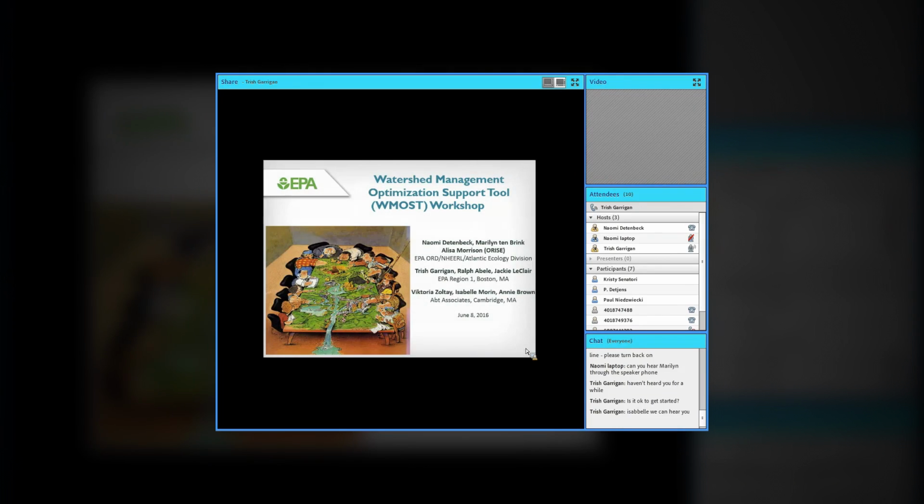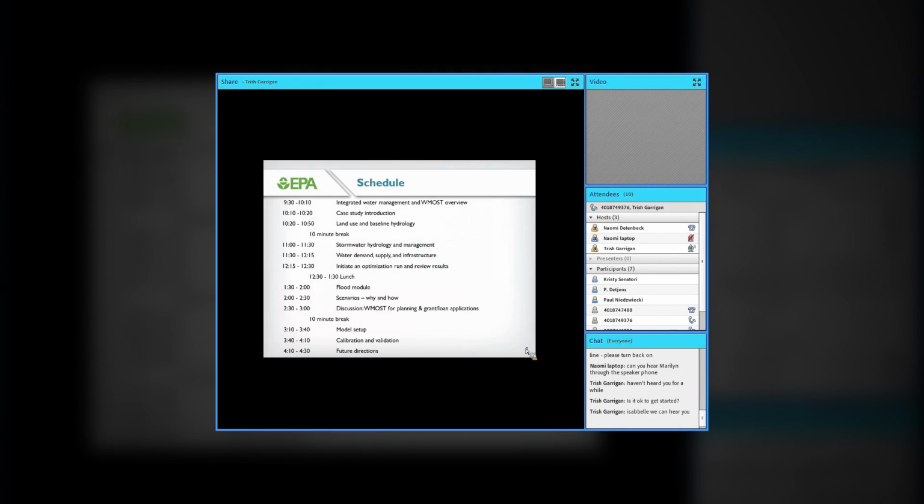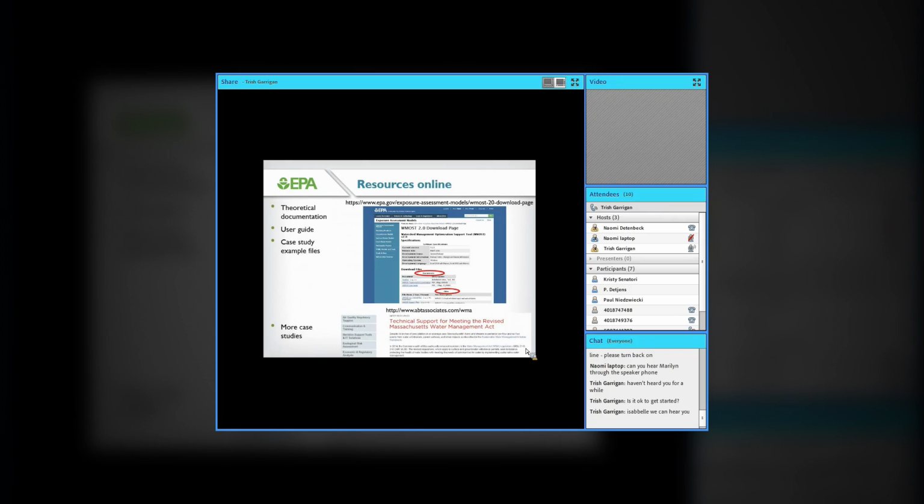Okay, great. So the schedule is in your printouts. I won't go over that to save us some time. But I will go over quickly some resources that we have online. And I'd also like to invite you all to please ask me questions throughout. So feel free to raise your hand and ask questions. And then we will also ask you some questions as we go along to learn more about how you might use WMOST and the issues you might be solving in your position.